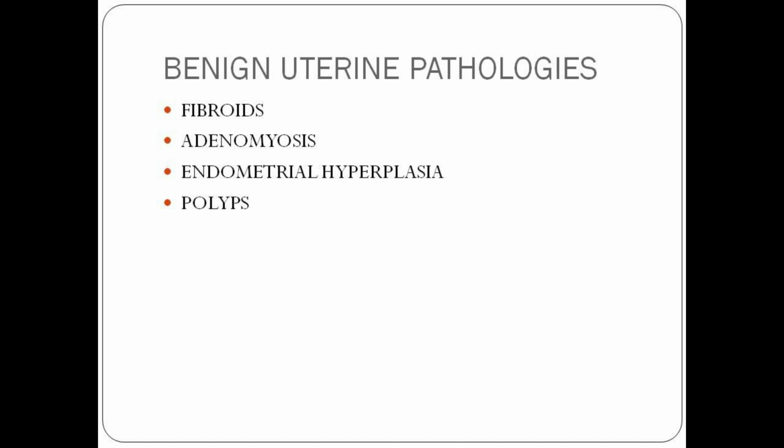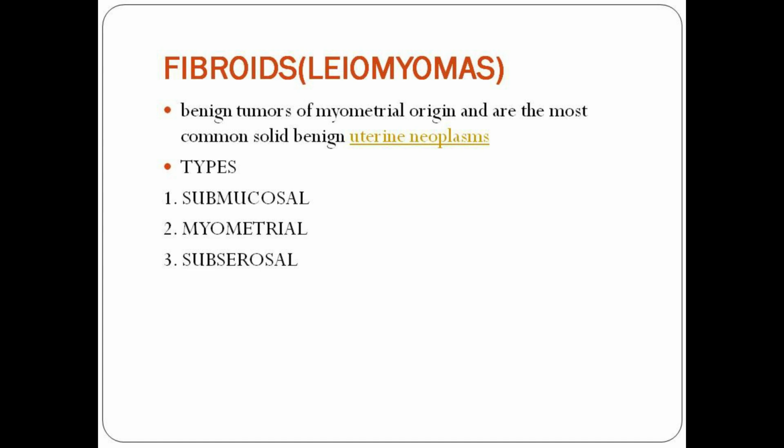Now coming to the fibroids. Fibroids are also called leiomyomas. These are benign tumors of myometrial origin and are the most common solid benign uterine neoplasms. They are divided into three types: number 1 submucosal, number 2 myometrial, number 3 subserosal.